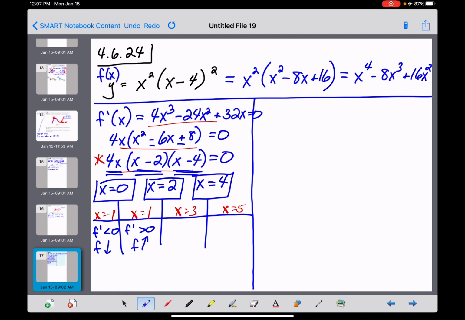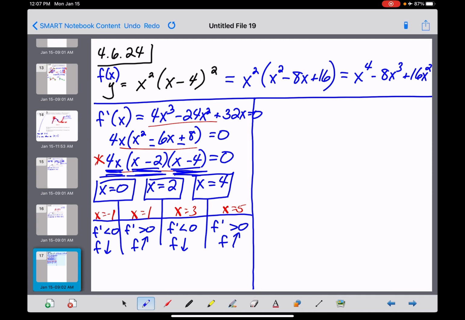Now, when x is 3, we're going to have a positive, positive, negative. So f prime will be negative again, and f is decreasing once more. And then when we let x equal 5, positive, positive, positive. So here f prime is greater than 0, and f is increasing yet again.